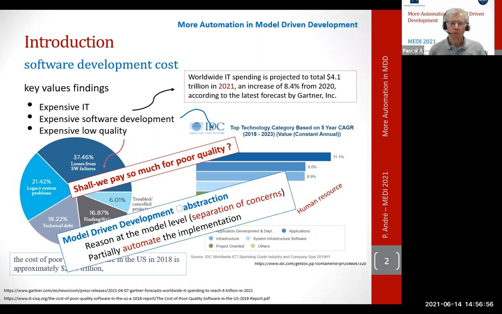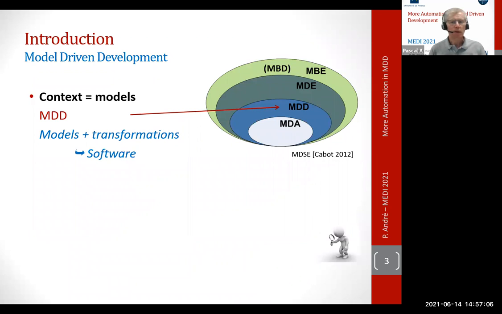Model-driven development can help to improve the situation because abstraction enables us to reason at the model level before automating implementation. Our context is models. Model-based development or engineering is a software development approach that uses models before implementing. More precisely, our context is model-driven development, where model transformations are central to the development process and produce software from the models. MDA is an OMG particular vision of MDD, and model-driven engineering is the broader field, including model evolution, reverse engineering, language engineering, and so on.